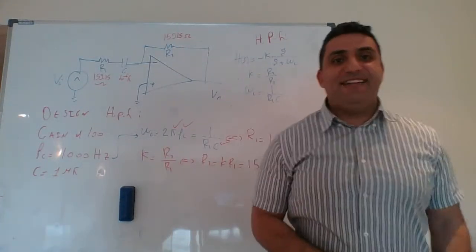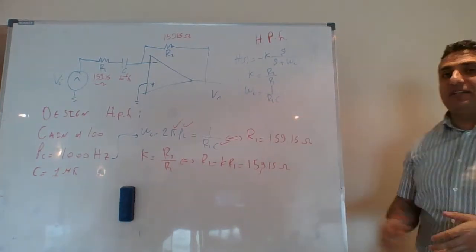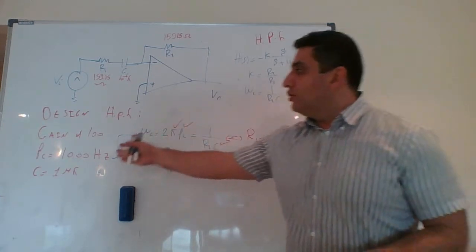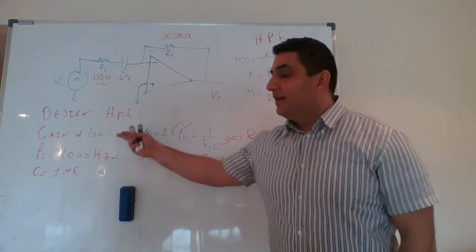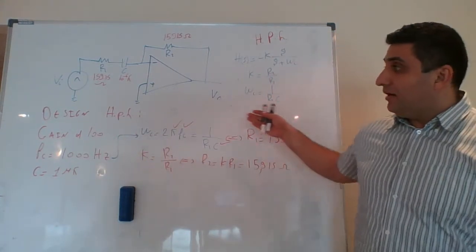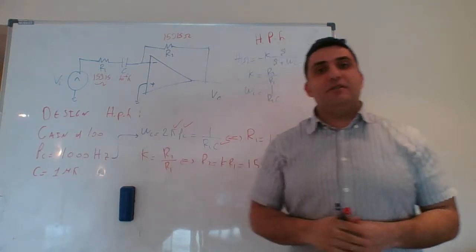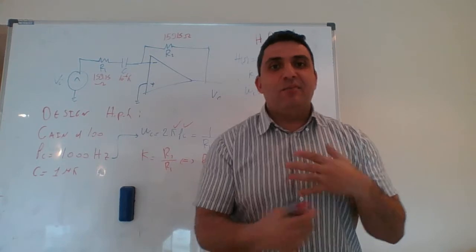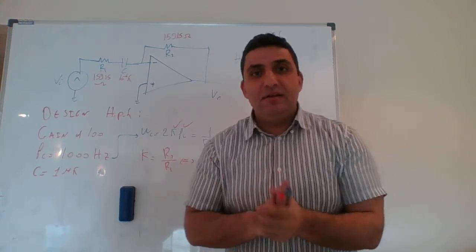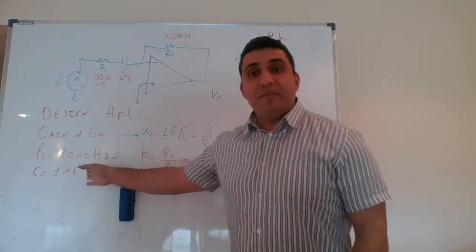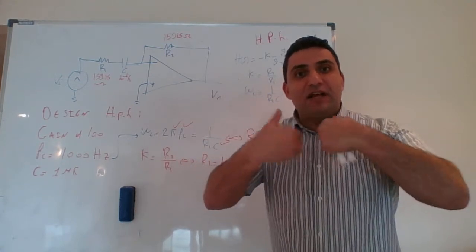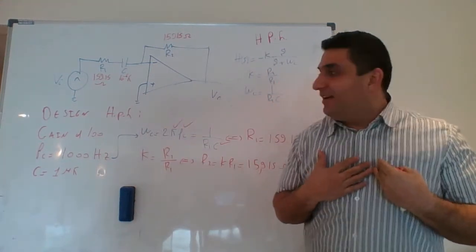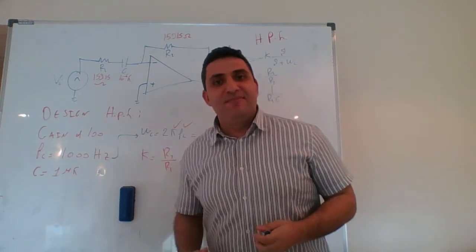That is how I design an active high pass filter. All I need is to know the capacitor value, and then the gain and cutoff frequency. If I have the luxury of multiple capacitors and multiple resistors available, I don't need to fix the capacitor, because I can design the value of my capacitor by knowing the gain and the cutoff frequency.